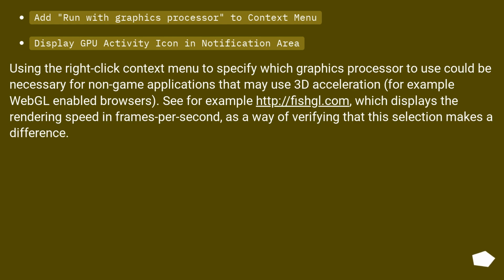Using the right-click context menu to specify which graphics processor to use could be necessary for non-game applications that may use 3D acceleration, for example web browsers. See for example this URL, which displays the rendering speed in frames per second, as a way of verifying that this selection makes a difference.